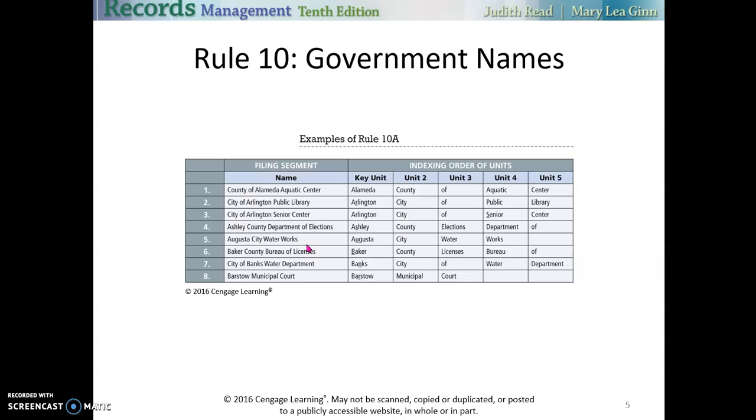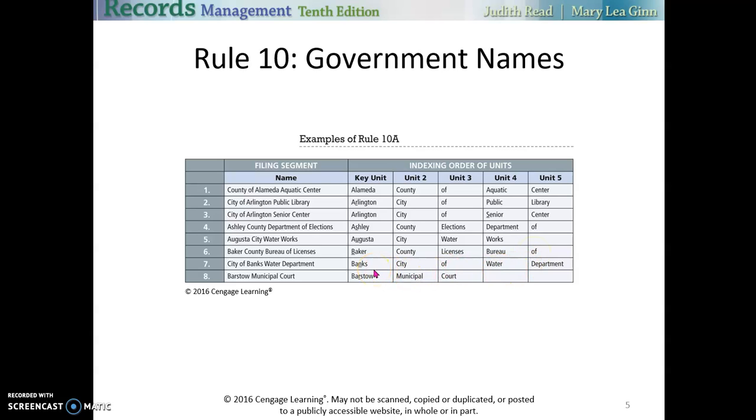Augusta City Waterworks. Augusta, key unit, city second, water, and then works. There's no reason to put an "of" in there because it does not have one. Baker County Bureau of Licenses. Again, Baker is the name of the county. Then you have county, and then licenses is the most descriptive unit, not bureau. Bureau is general and generic. So we pull out licenses and then Bureau of.